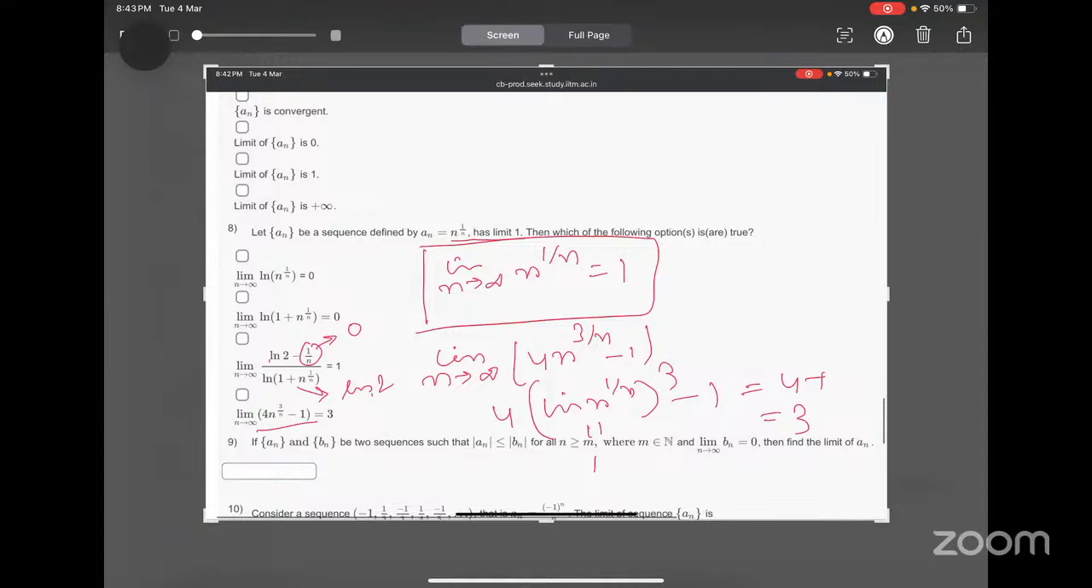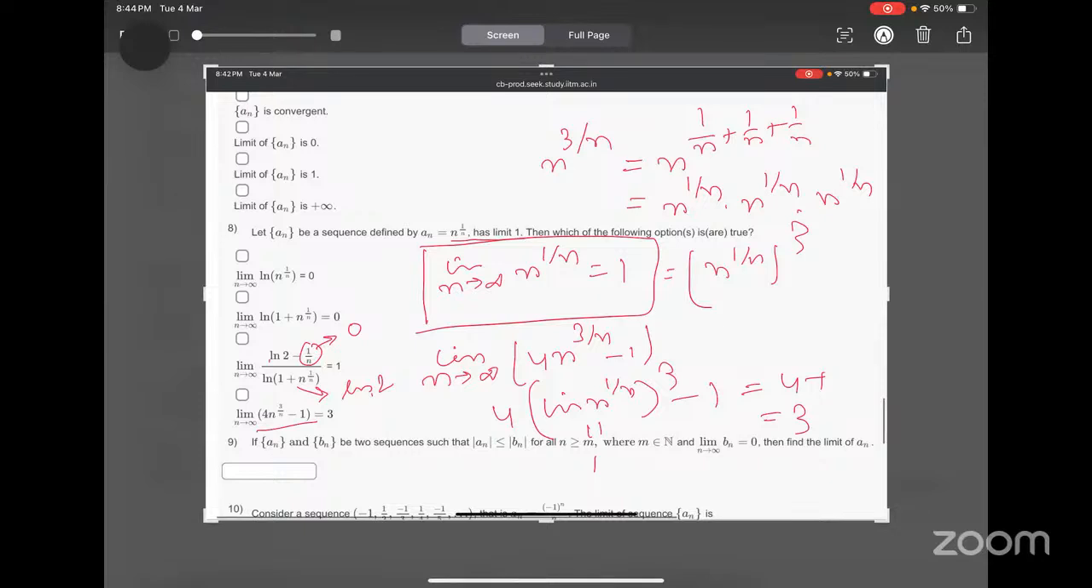Only this thing: 3n means you have to make n to the power of 1 by n, the whole power 3. We have studied this in exponentials. If you have n power 3 over n, we can write it as n power 1 over n plus 1 over n plus 1 over n. Then n power 1 over n into n power 1 over n into n power 1 over n. That means n power 1 over n whole cube, correct? That is how it is coming.